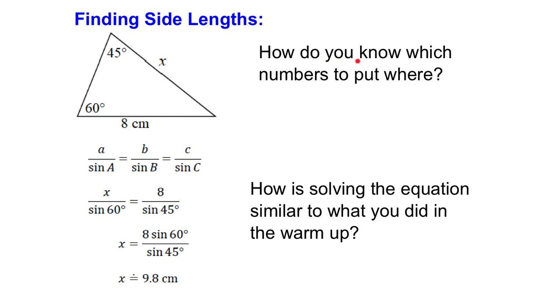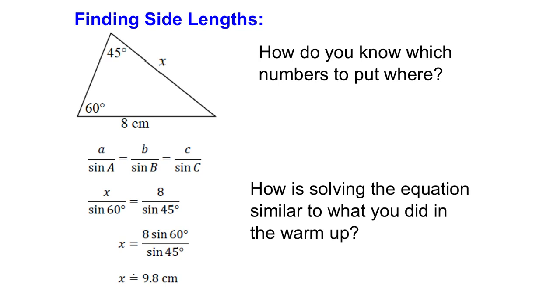So to answer these questions on the side, how do you know which numbers to put where? Well, remember, side lengths are the lowercase letters, so that's why I put x and 8 on the top, because they're the side lengths. And the angles are the capital letters. And remember, opposites go together, so if I put x on the top, the opposite is the 60-degree angle, so that goes on the bottom, sine 60. And how is solving the equation similar to what you did in the warm-up? Well, I solved by cross-multiplying, just like I did in the warm-up.